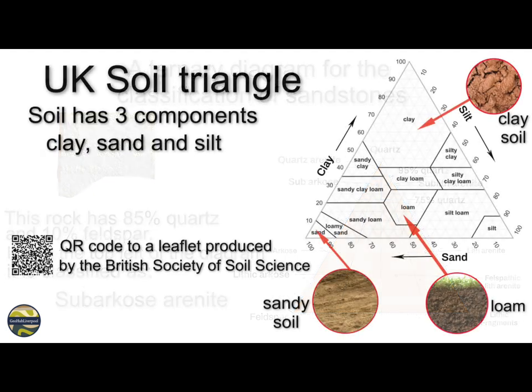Soils are made up from clay, sand and silt. These 3 components are plotted on the vertices of the triangle. The area inside the diagram is divided to give named types of soil. This diagram is only for the UK. Other countries divide the diagram differently while still using clay, sand and silt as the basic units.